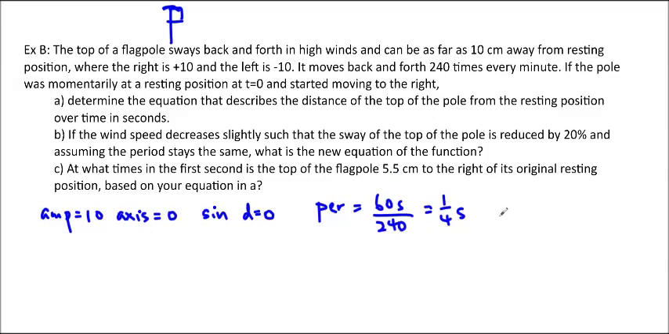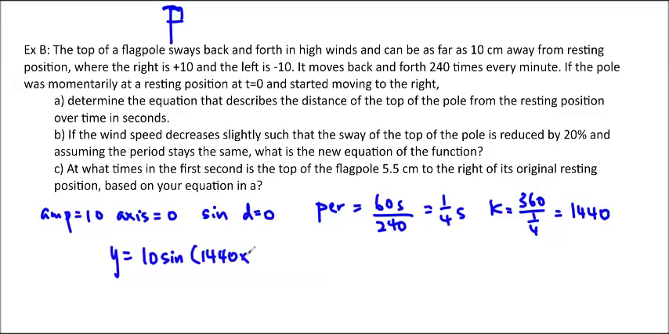It's 1/4 seconds. So our k is equal to 360 over 1 over 4, which ends up being 1440. So now we can write our equation. y is equal to 10 sine 1440x plus 0. And that is our answer for A.